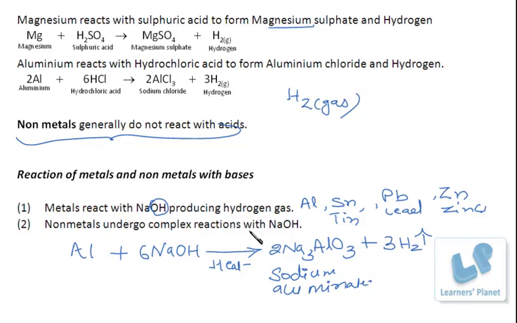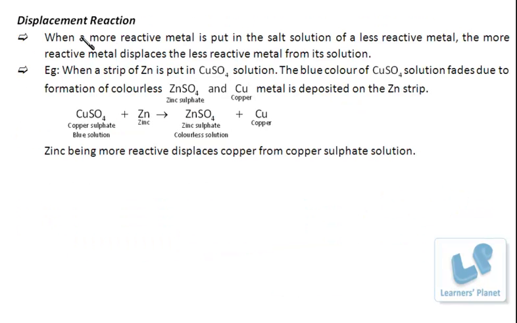Non-metals undergo complex reactions with NaOH. You'll be studying about these reactions in your higher grades. Let's see a few more reactions of metals and non-metals. Displacement reaction. What is this type of reaction? Let's see what happens. When a more reactive metal is put in the salt solution of a less reactive metal, the more reactive metal displaces the less reactive metal from its solution.